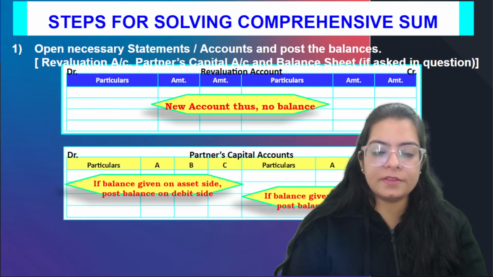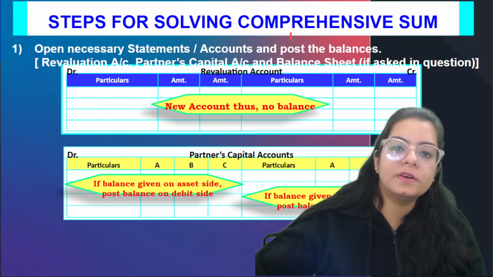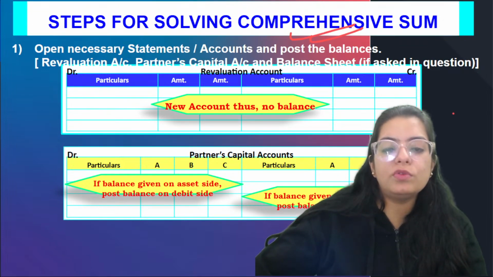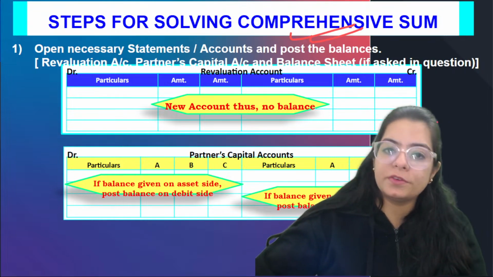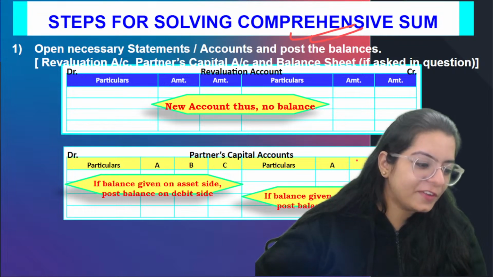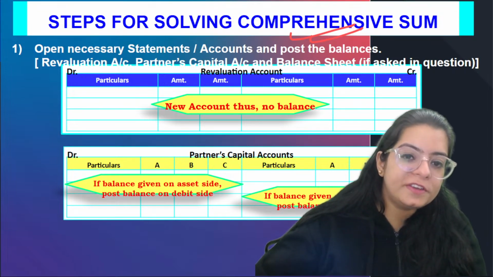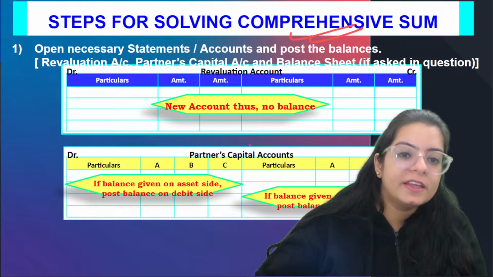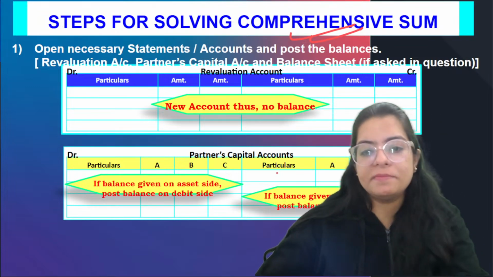Okay ji. Then next is our favorite comprehensive sum, the full-fledged question, right? How to create and how to solve a full-fledged question? Of course, firstly make the accounts and post the opening balance. What accounts will you have to create in full-fledged ones? Revaluation, right? Then partners capital, then balance sheet.